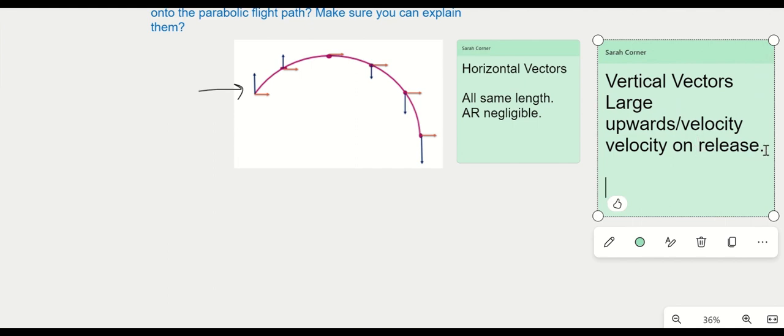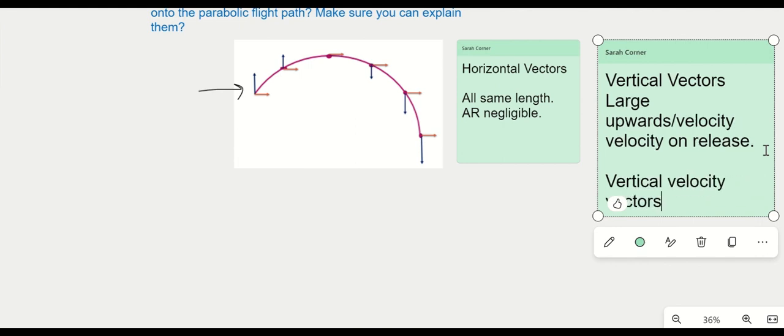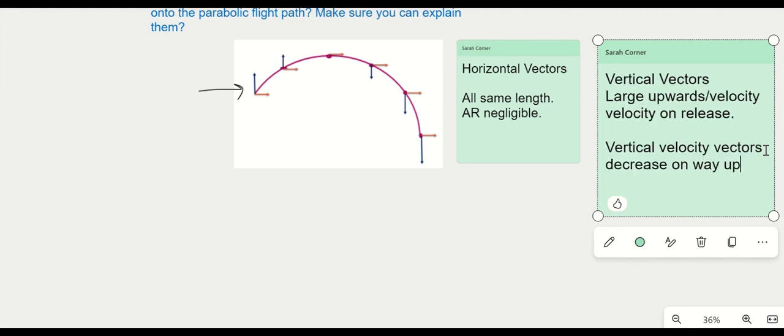But you'll then notice that the vertical velocity vectors start to decrease. Why do you think this is? And this is because gravity is acting on the vertical components. It's acting on that weight force. It's slowing it down in an upwards direction. So the vertical velocity vectors decrease on the way up because gravity is acting on that vertical component.